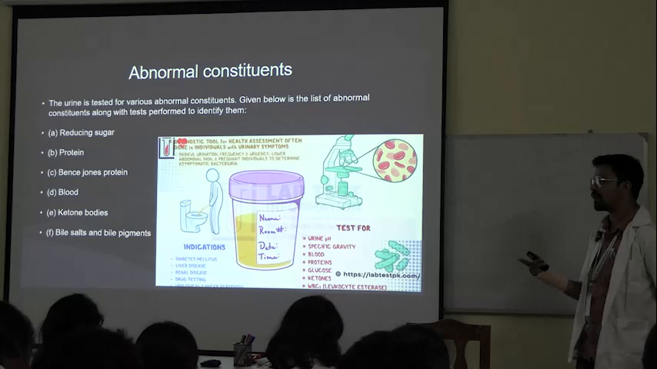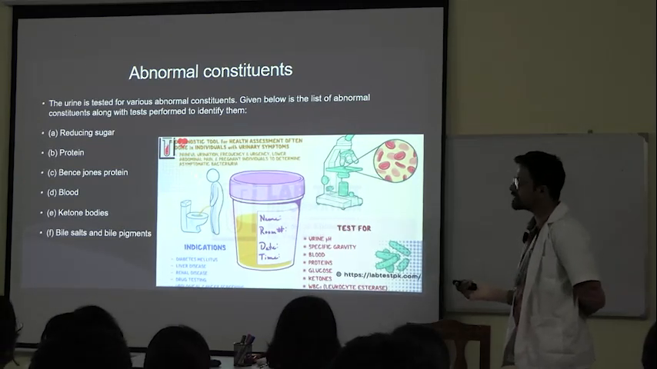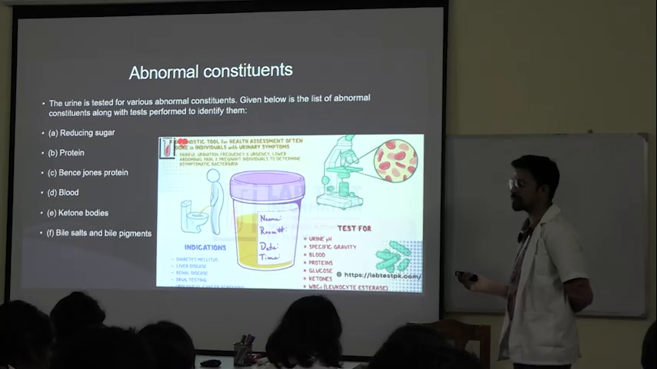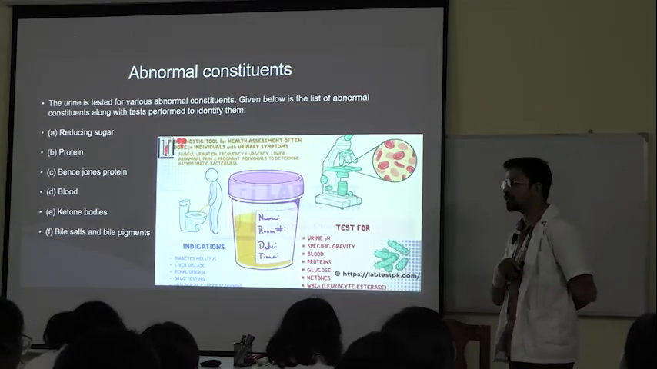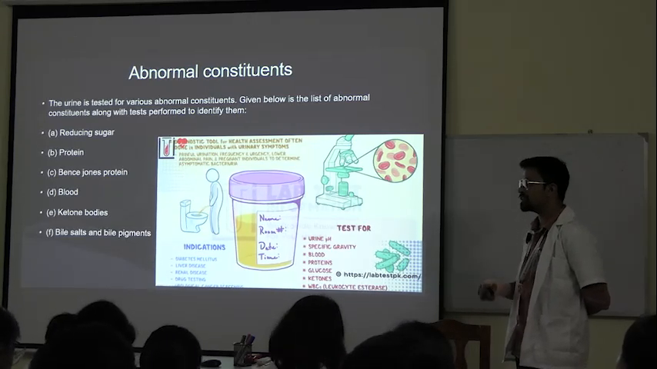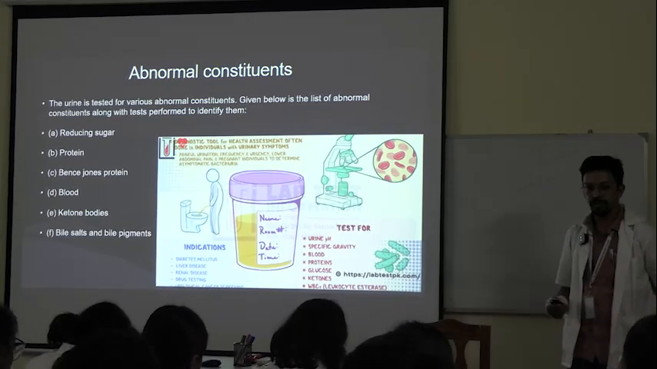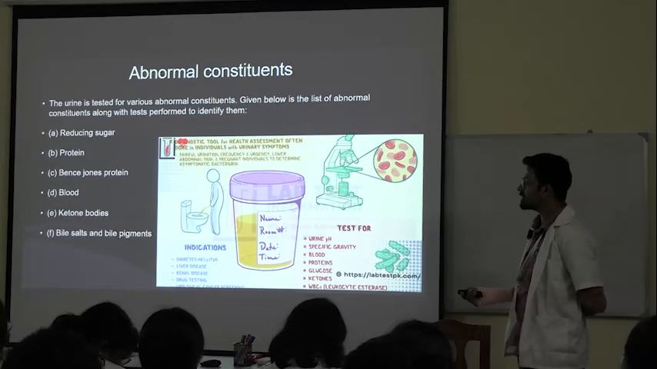This can be asked in your viva if you are doing too good in your viva, for an honors question. If you can answer this, they will give you more than 70% marks. That kind of question, this topic is. Why Bence-Jones proteins? You will not do the test for Bence-Jones proteins in your regular classes, but you have to know it because they can ask questions from it. Fine? Now the blood can be there, ketone bodies can be there, and bile salts and bile pigments can be there.